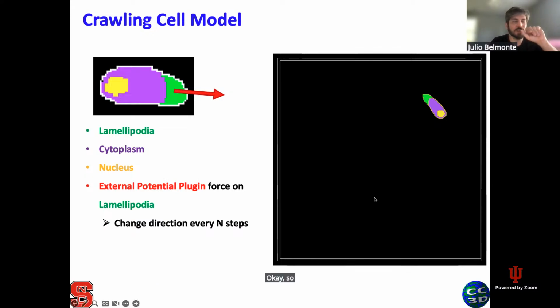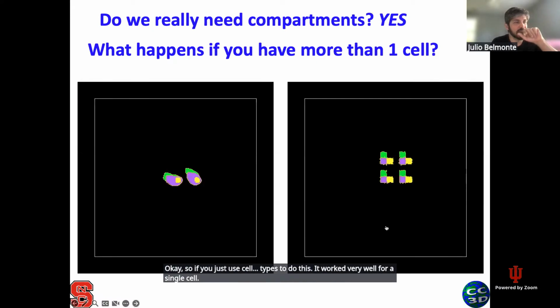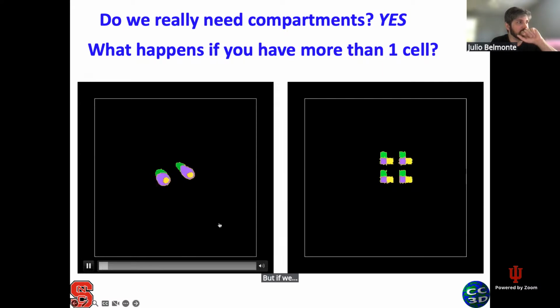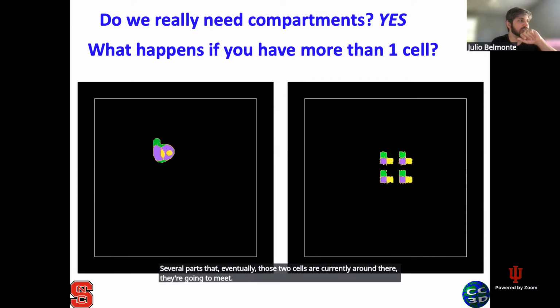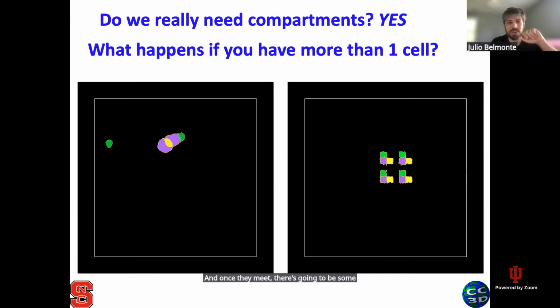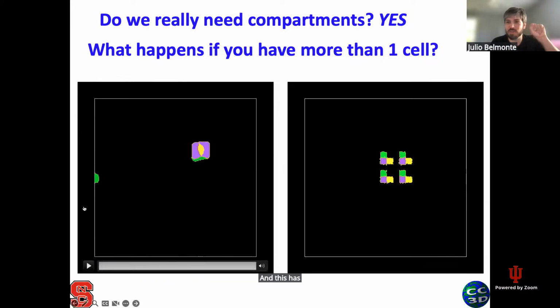So if you just use cell types to do this, it worked very well for a single cell. But if we are not careful, the problem is that if you only use cell compartments, eventually those two cells that are crawling around there are going to meet. And once they meet, there's going to be some sort of confusion about who this nucleus belongs to, who this lamellipodium belongs to, and who the cytoplasm belongs to. And the cells will fuse and bad things will happen.